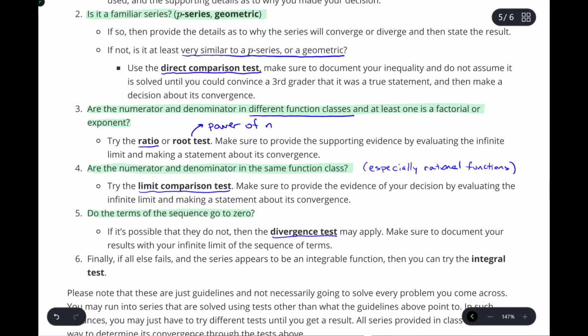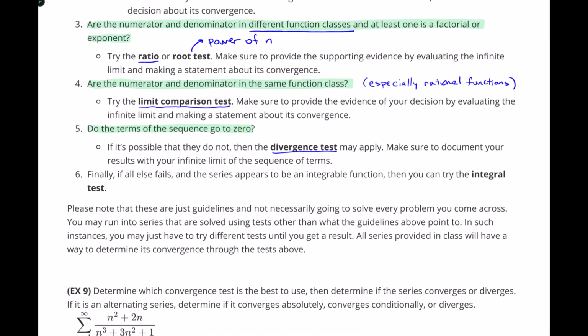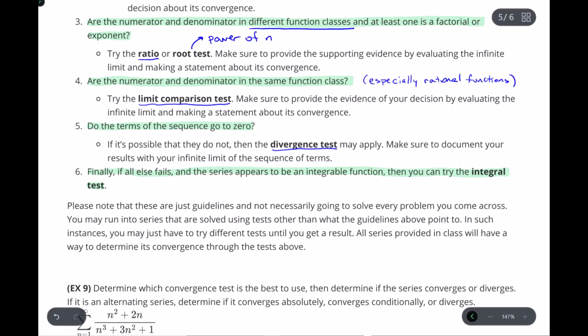And then the last one that I use, simply because it is a bear often to work with because you have to perform an integral, but if all else fails, if it looks like an integrable function, you can always try the integral test. Okay, so just kind of keep that in mind. These certainly aren't rules here. These are just guidelines and a way of coming up with a thought process as to how exactly to determine. And I've got a few examples that we can practice with this thought process, so let's work through those.